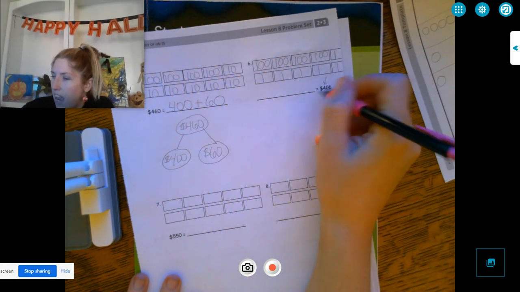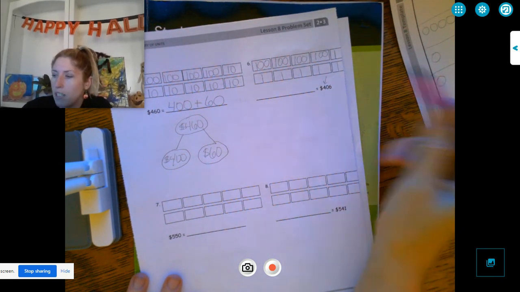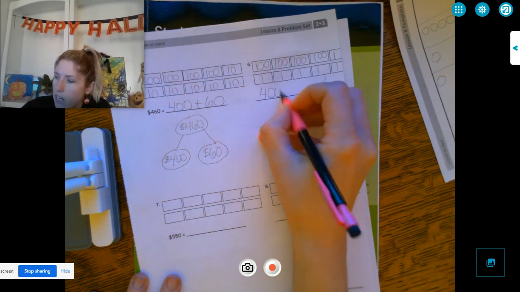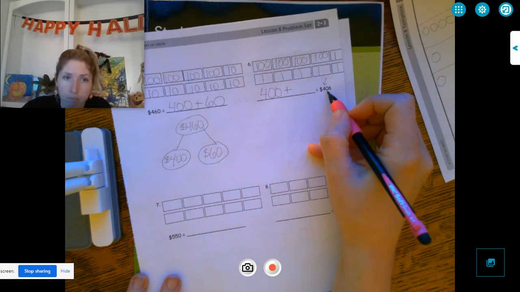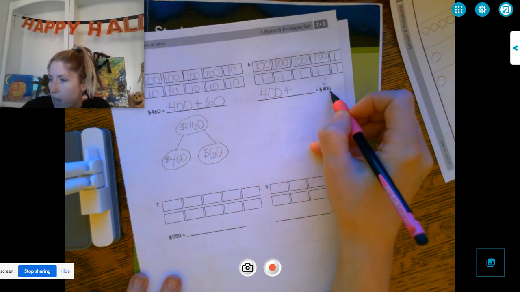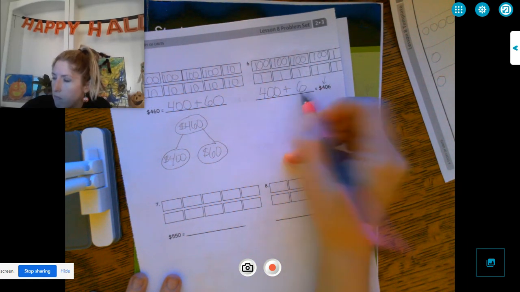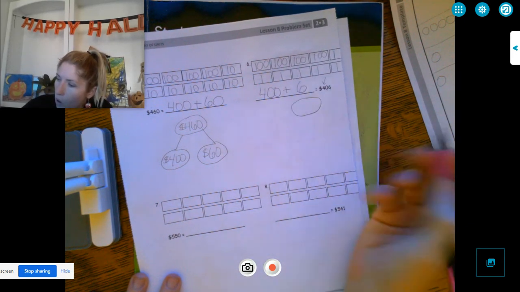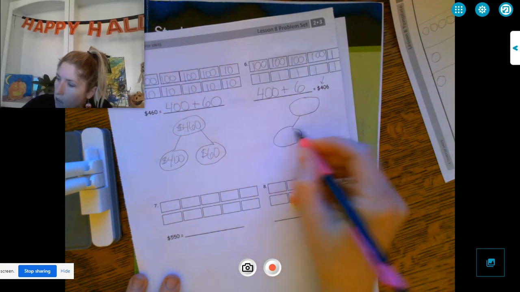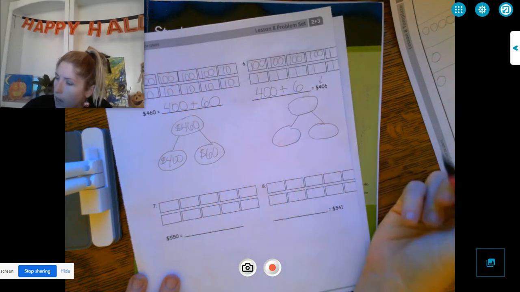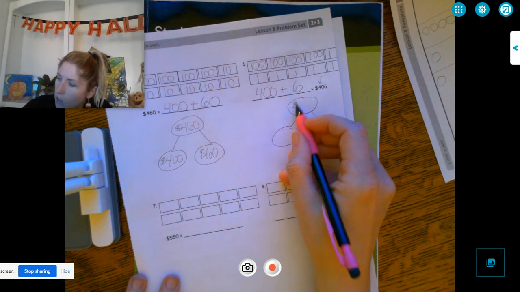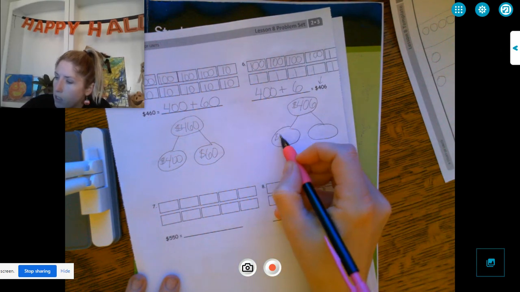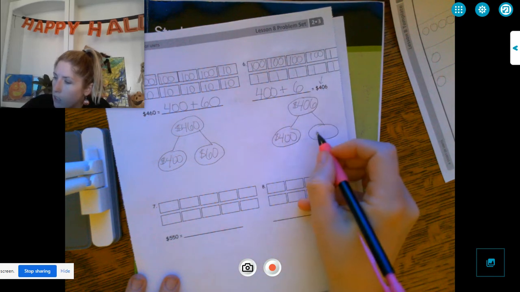Okay, now we're going to write it in expanded form. So if 406 was on our hide 0 cards, we pulled them apart. We would have 400 plus no tens, so we don't need a 0. And how many ones? 6 ones. All right, now we have our whole and 2 parts. And our whole is $406. And our parts are $400 and $6.